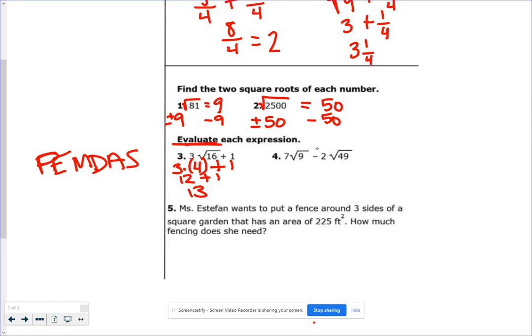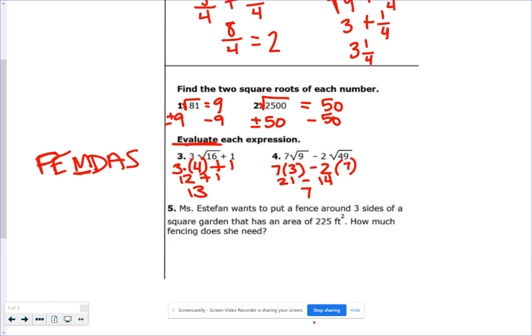Well, here we have two parentheses, or what we call two radicals, or two square roots. So the square root of 9 is 3, minus 2 times the square root of 49, which is 7. Now we multiply before subtracting, so 7 times 3 is 21, minus 2 times 7 is 14. And now we subtract and we get 7.